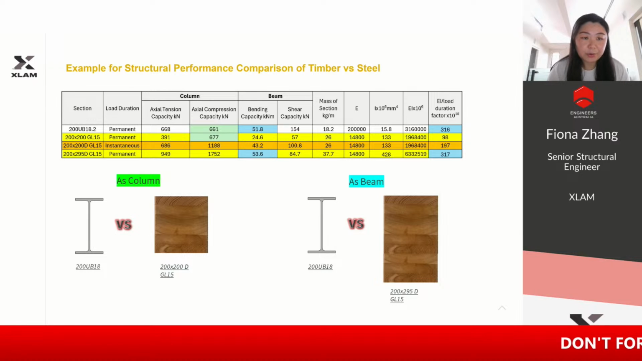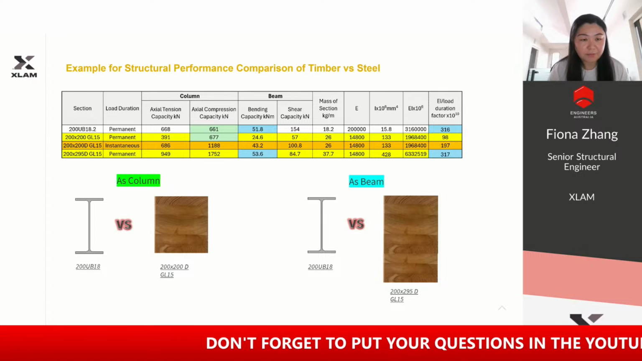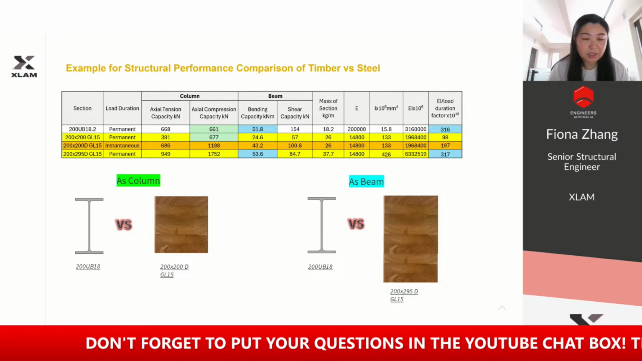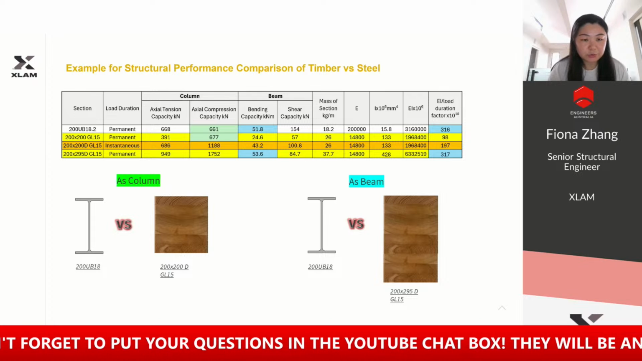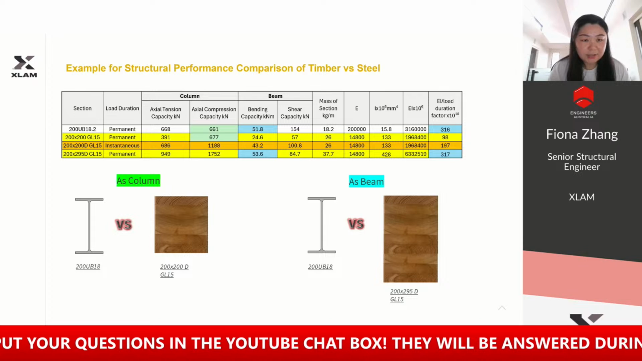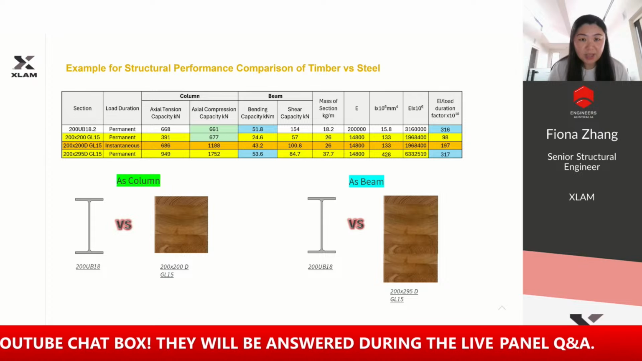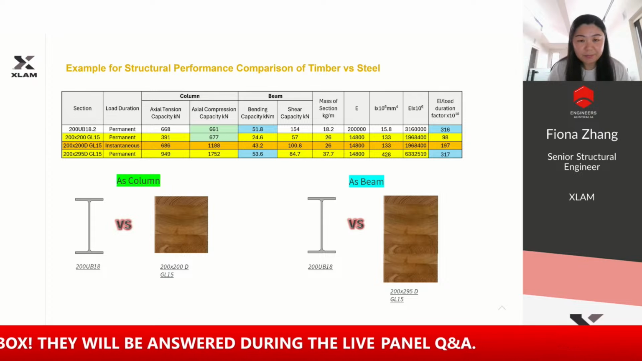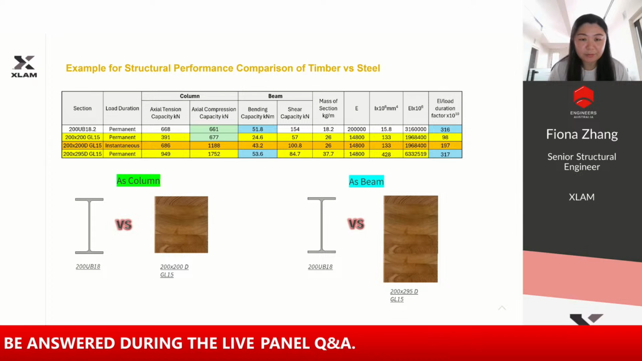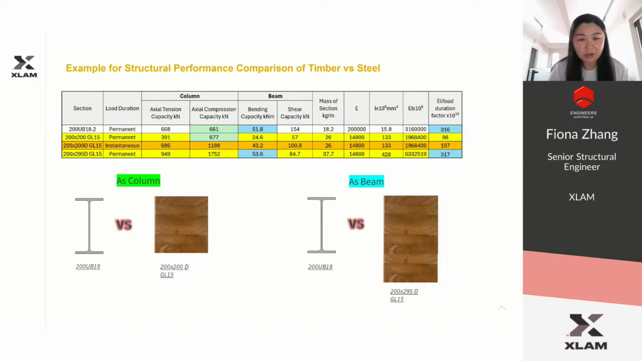There's an interesting example comparing structural steel and timber. From this chart, you can see the behavior of the steel and the timber. For a similar section of 200 by 200 as a column, it has similar compression strength, and as a beam, it's not far away from the steel. It just needs to be about 1.2 times the depth of the steel to have the same performance.